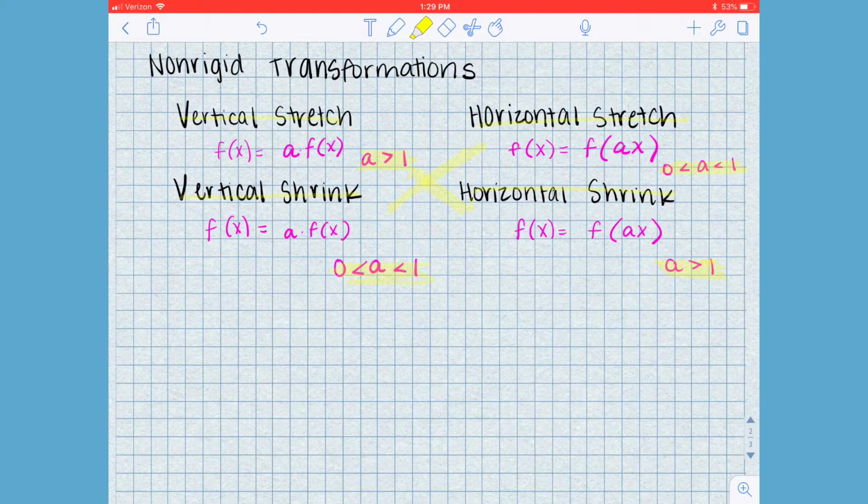One thing I do want to mention is, remember in our last video we talked about vertical movement, like up and down, or reflections across the x-axis, were always on the outside of our parent function. The same thing here. My A is being multiplied to the outside of the function if I'm in a vertical direction. Whereas horizontal movements like left to right, or reflections across the y-axis, or in this case, horizontal stretches and shrinks, my value of A is being multiplied on the inside. So it's a nice, quick, easy way to remember the respective formulas.